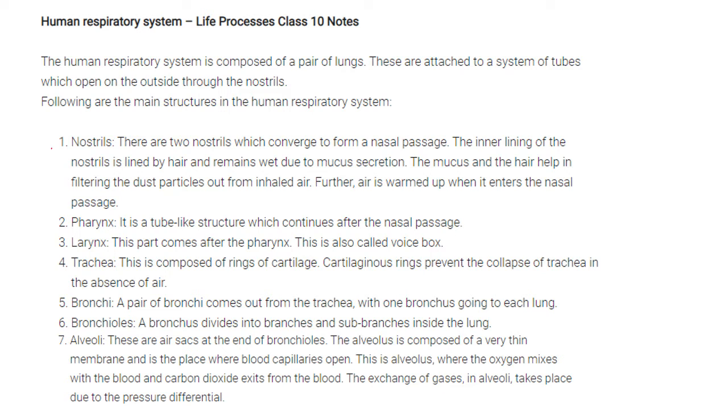So the first part is the nostril. These are very important parts. There are two nostrils which converge to form a nasal passage. That means the nose contains the nostrils and there is a nasal passage, and the inner lining of the nostrils contains hair, and it remains wet due to the mucus secretion. So what you have to remember, inside our nose there are nostrils, and inside those nostrils there is hair present, and it always remains wet due to the mucus secretion.